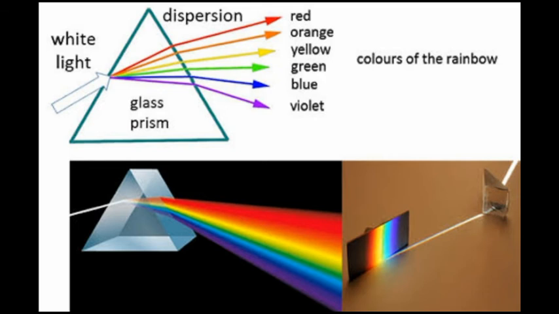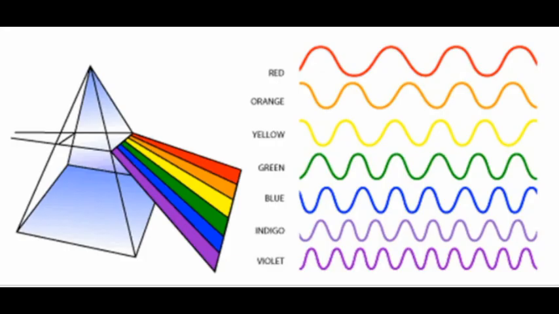Then why is this splitting up of white light into 7 components happening? That is due to the variation in the amount of bending or refraction as a result of variation of wavelength. Different wavelengths of light undergo different amounts of bending. That is the reason for this dispersion phenomenon.